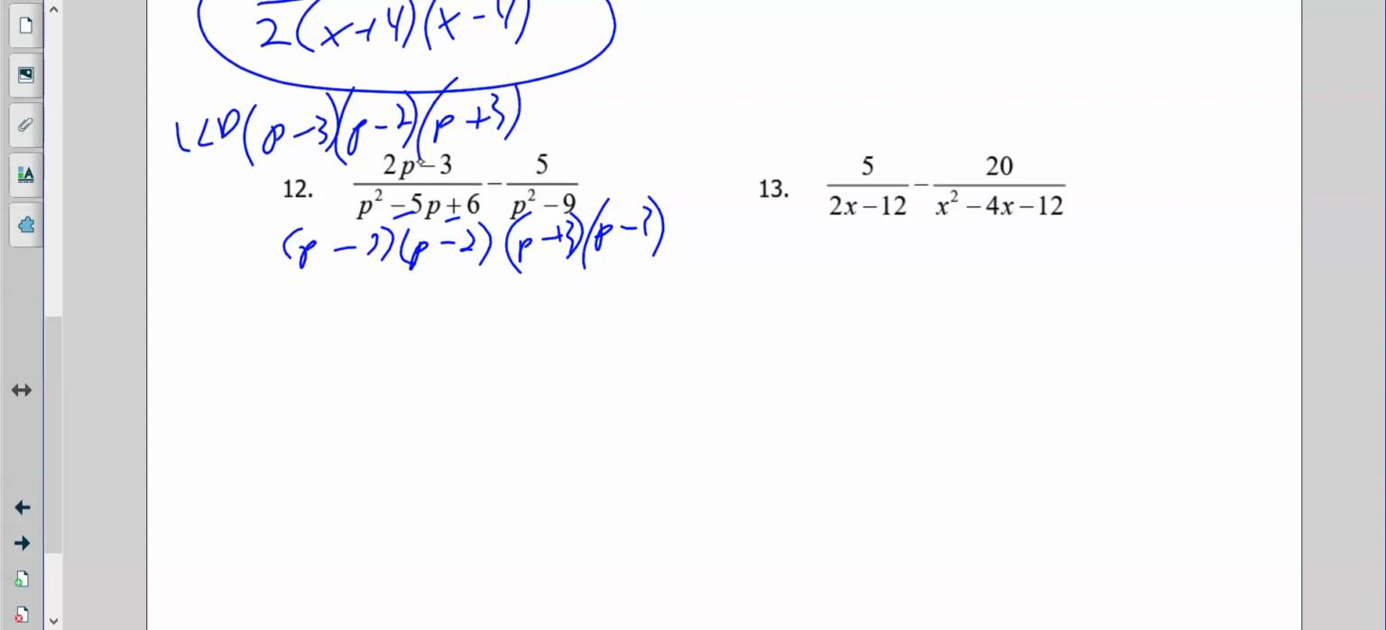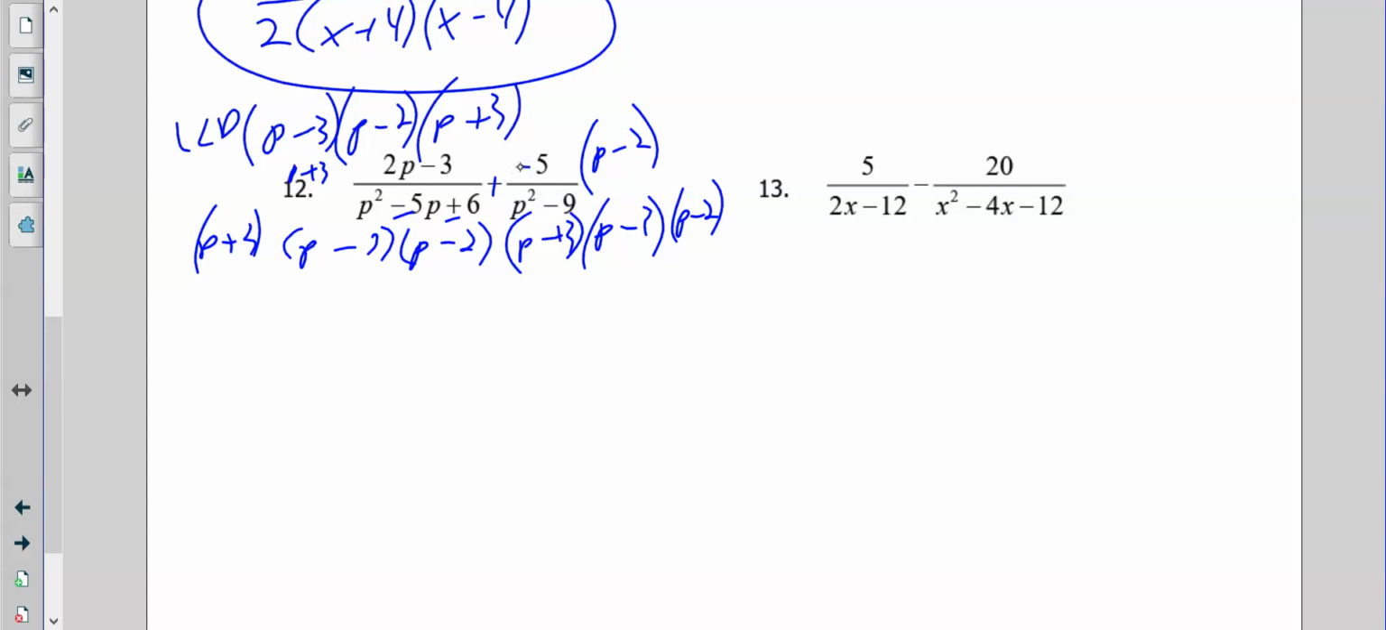So on the left, what do we need? We need the p plus 3. And again, this gets sloppy in here, and you write it any way that works out for you. On the right, what do we need? Well, we have the p plus 3, p minus 3. We need the p minus 2. Also, we have a subtraction, so I'm going to change this to negative 5.